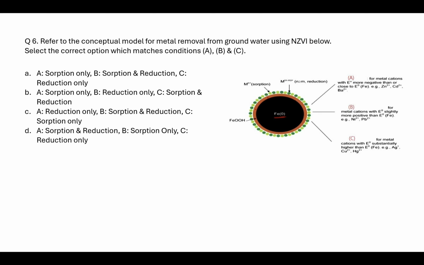So the question is, refer to the conceptual model for metal removal from groundwater using NZVI below. Select the correct option which matches condition A, B, and C. So these are the conditions which are given. So A, B, and C. And we have to find out whether it is sorption or sorption and reduction or reduction only. So we can find out based on these E naught values. So please write the option in the chat box and then we will discuss.